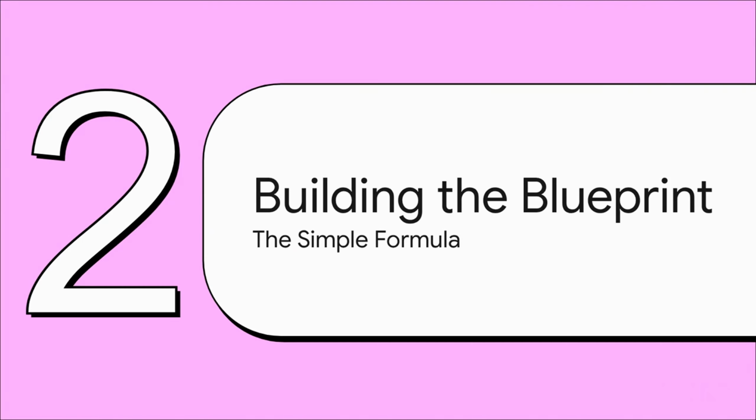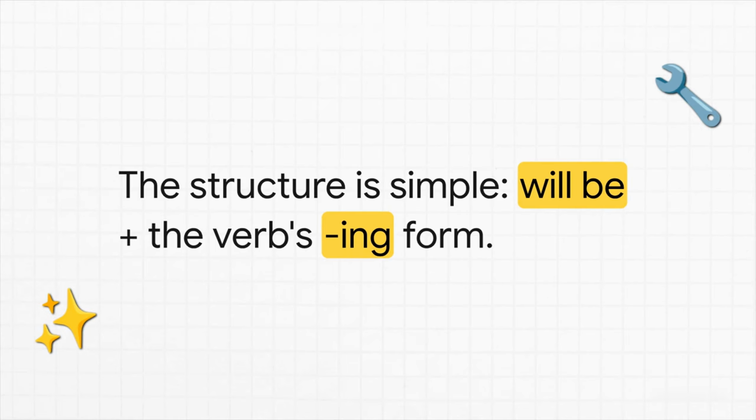Now, I know this might sound a little complicated, but the best part is, building this tense is super easy. Seriously, there's one simple formula you need to know, and it works every single time. Let's check it out. And here it is. The magic formula. All it is, will be plus your verb with an ing on the end. That's it. Will be doing, will be working, will be sleeping.